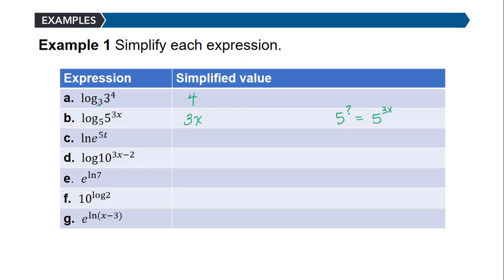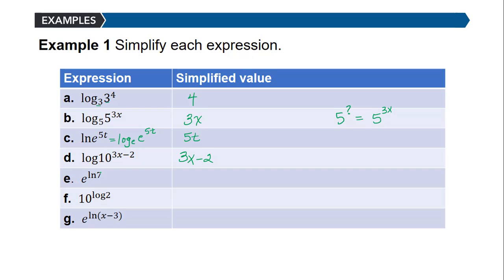The natural log of e to the 5t. Well, remember natural log is log to the base e of e to the 5t. So the base of the log and the base of the argument are the same. By the inverse properties, we will just get 5t. Log of 10 to the 3x minus 2. Well, the base of the log is understood to be 10. The base of the argument is 10. So by inverse properties, we get 3x minus 2.